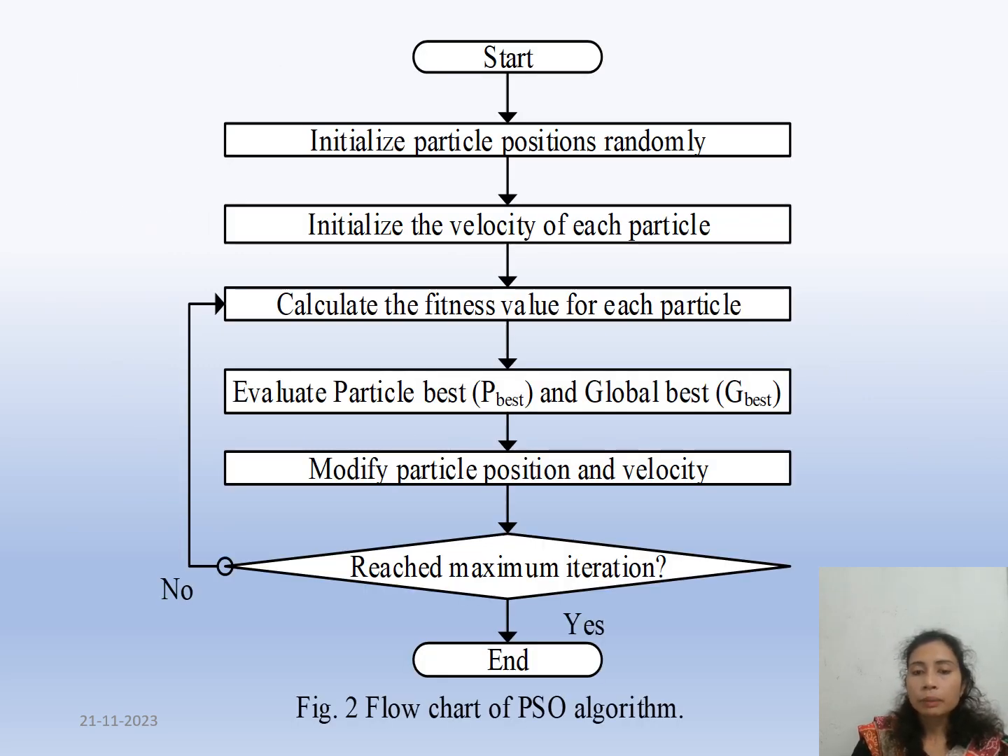And this is the flowchart for our algorithm. So start with initialize particle position randomly, then initialize the velocity of each particle, then calculate the fitness value for each particle, then evaluate particle for best and global best, then modifying particle position and velocity, then if it has reached the maximum iteration, then go to the end, and if it is not, then move to the calculated fitness value part.